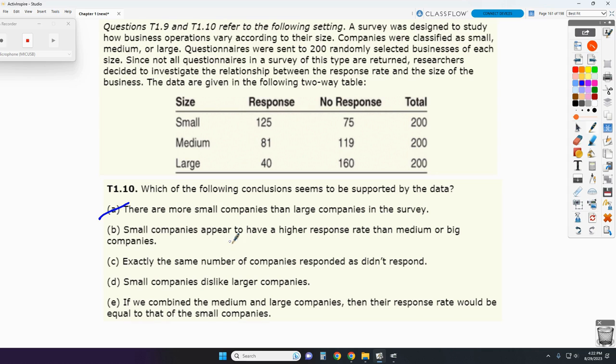B, small companies appear to have a higher response rate than medium or big companies. Well, let's see, response rate 125. And we have to remember, these are all out of 200. So I can directly compare the actual response values here, and that would also represent the response rate, the percentage. So 125 out of 200, 81 out of 200, 40 out of 200.